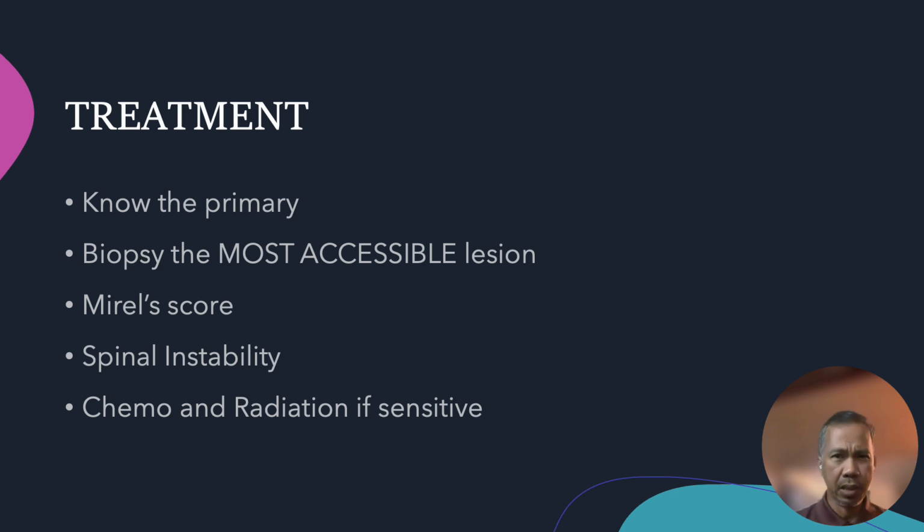Treatment principles in general for metastasis: know the primary source. Biopsy the most accessible lesion. Know your Mirels score. Determine your spinal instability. And do your chemo or radiation if it's sensitive. Thank you.